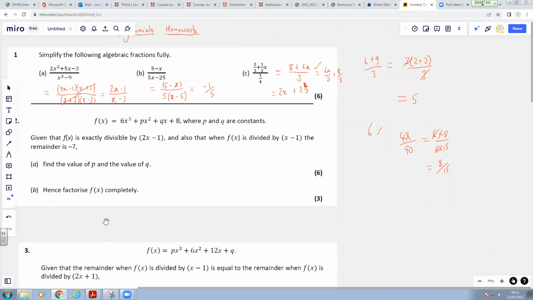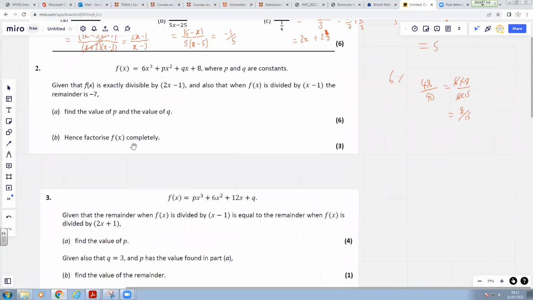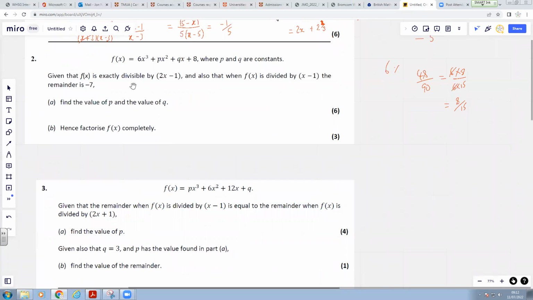Okay, right, let's get into the factor theorem bit. This is the interesting bit of this kind of question. I like the factor theorem, I really do. Given that f of x is exactly divisible by 2x minus 1, that means that when we plug in a half, it should equal 0. Now, plug in a half, you're going to get 1/8, because half cubed is 1/8, so you're going to get 6 over 8. Plus, now half squared is a quarter, so we're going to get p over 4. And then we're going to get q over 2. Then we're going to get plus 8 equals 0.